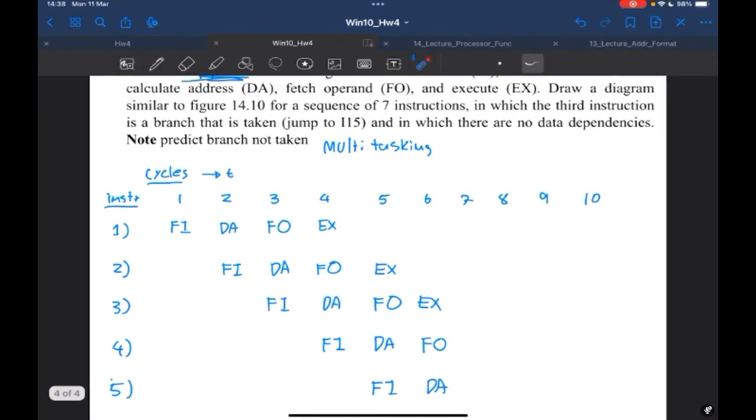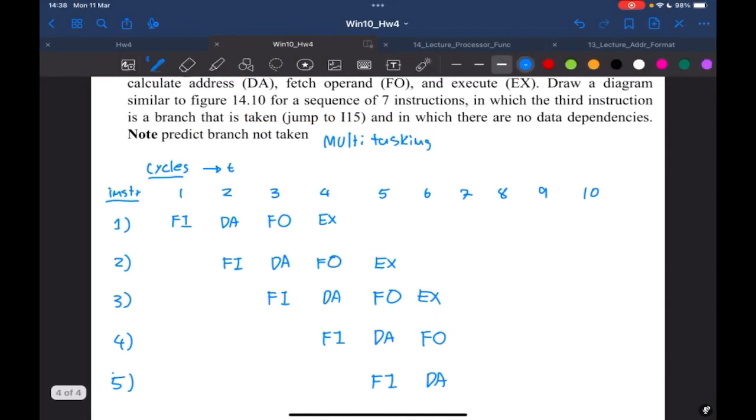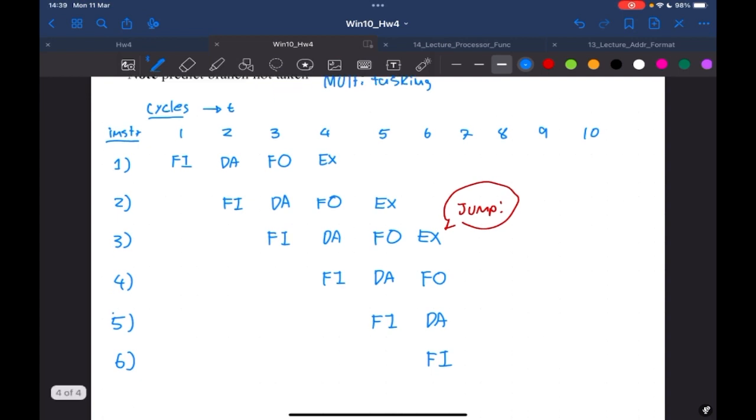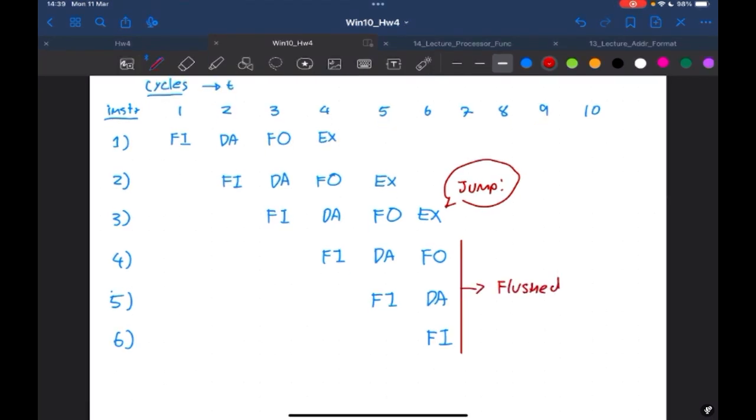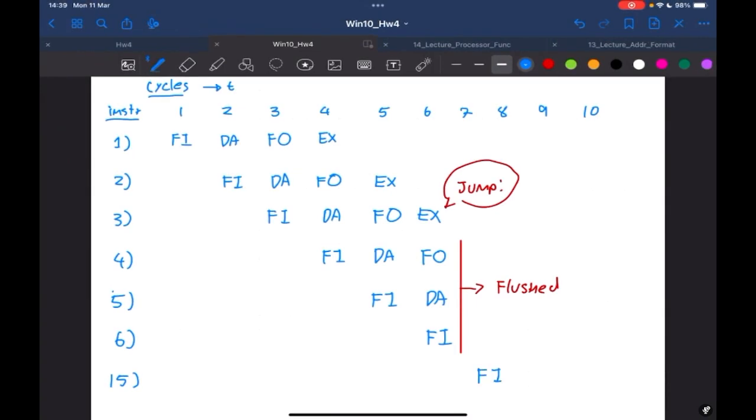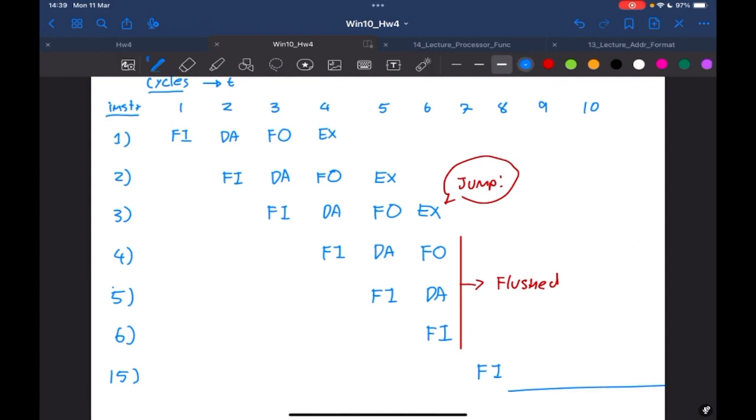Now, just now I told you the third instruction jumps. The jump occurs when the third instruction is done with ex, and it says, wait a minute, I must jump. When it jumps, it needs to jump to instruction number 15. So everyone here gets flushed. Everyone here is done for, and we jump right onto 15, which is fi in the cycle of 7. Now I want you to finish this diagram. Just finish what's left here, and then that's pretty much it for pipelining.